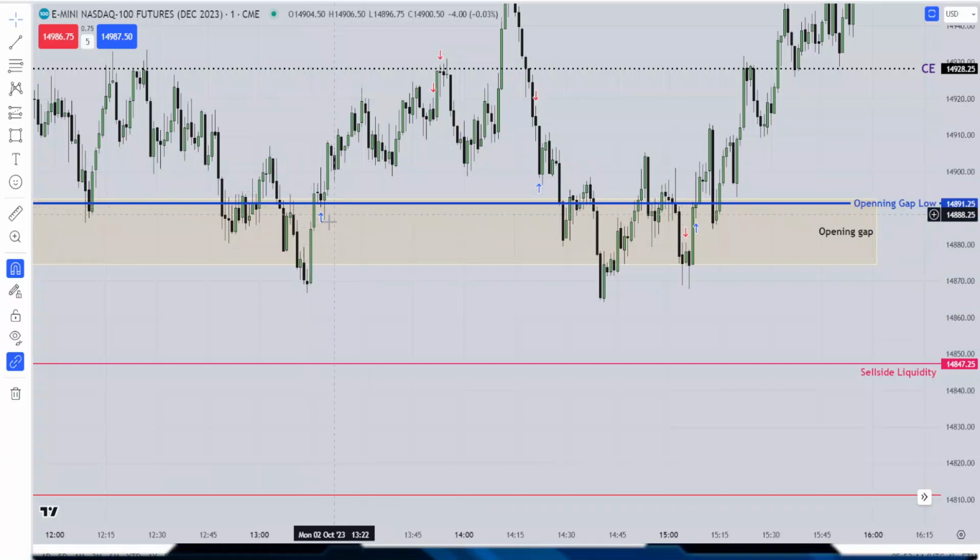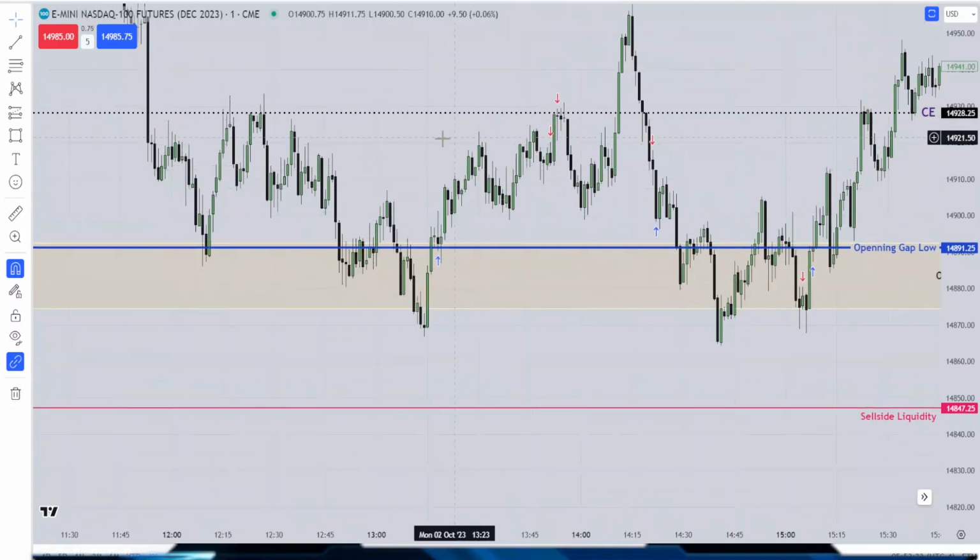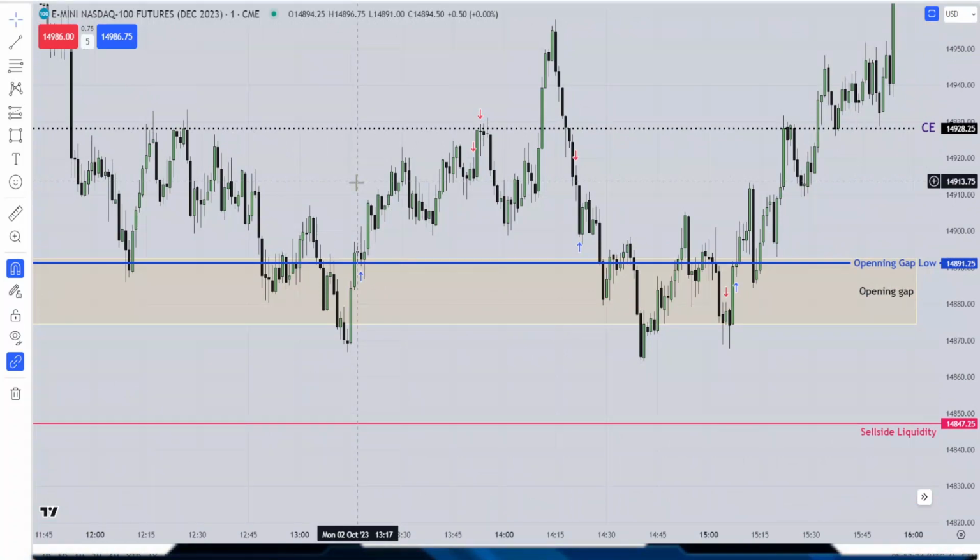I didn't need any market structure shift over there. I just took my entry depending on the price. That is the price action I would like to share with you guys. You don't need market structure shift. You just need to understand the price, nothing else.